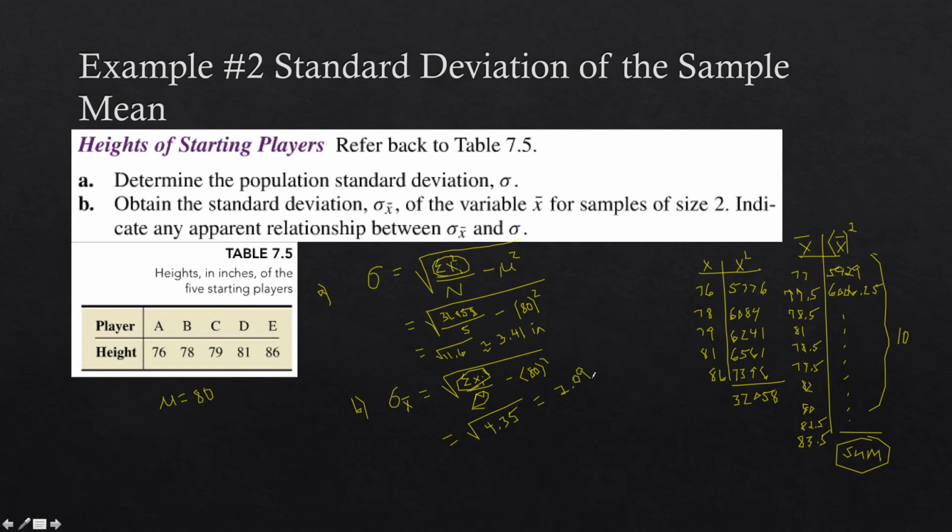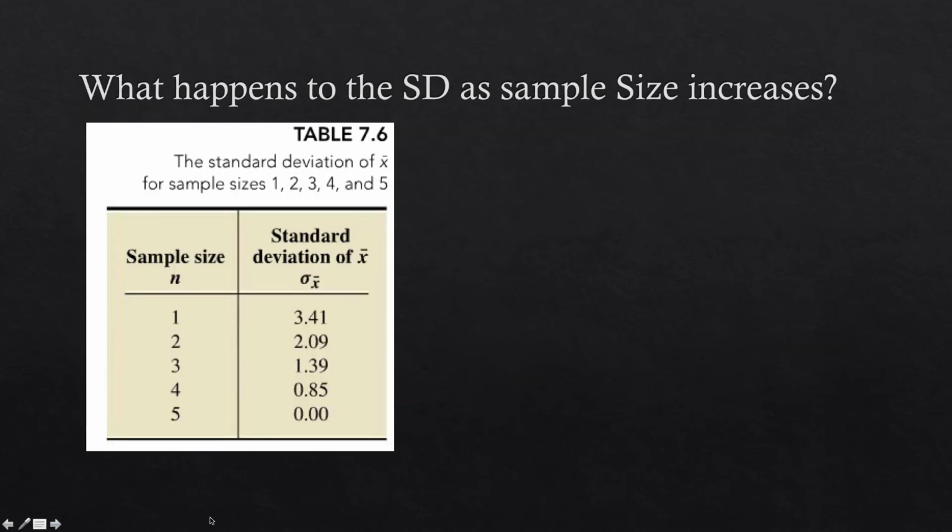Now notice what happened there. When we're looking at the whole population, it was 3.41. When we were selecting a sample of 2, the standard deviation went down to 2.09. Look what happens as the sample size increases.